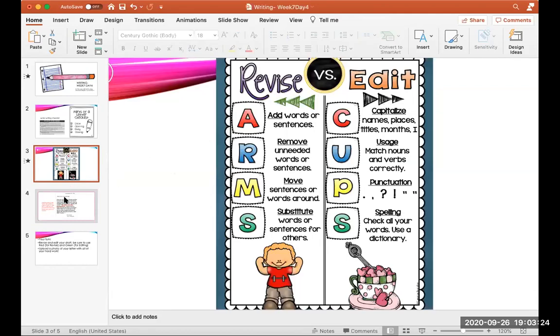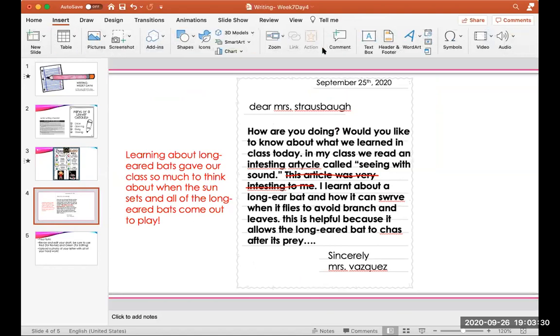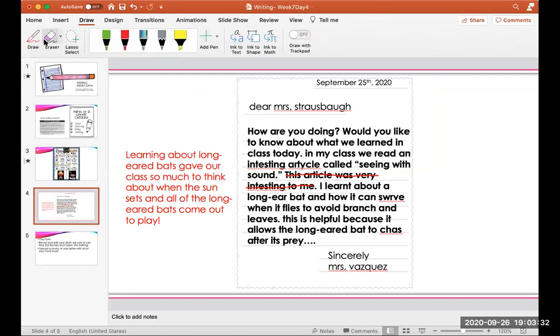Capitalize. So remember, I'm going to use green to edit. Make sure I have all my words capitalized. So I'm going to use my drawing tool and I'm going to use green, and I know Dear needs to be capitalized. So I'm going to make a big D because it needs to be capitalized. And then I know Mrs. Strasbaugh needs to be a capital M and a capital S. Okay, Mrs. Strasbaugh, how are you doing? Would you like to know what we learned in class today? Oh, that I needs to be capitalized.